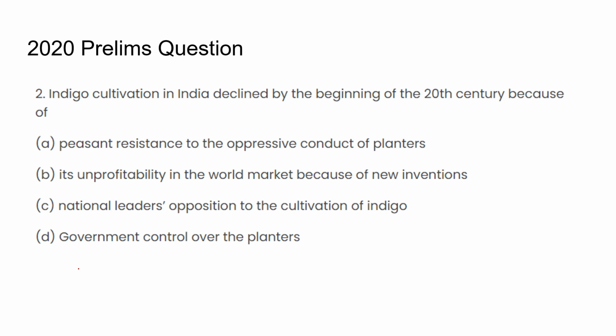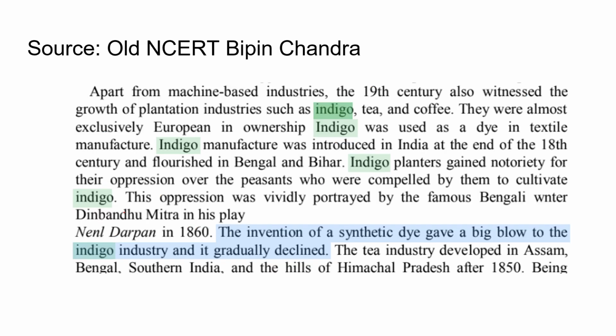Coming to the next question, that is a 2020 prelims question. Indigo cultivation in India declined by the beginning of the 20th century because of: A, peasant resistance to the oppressive conduct of planters, B, its unprofitability in the world market because of new inventions, C, national leaders' opposition to the cultivation of indigo, D, government control over the planters.